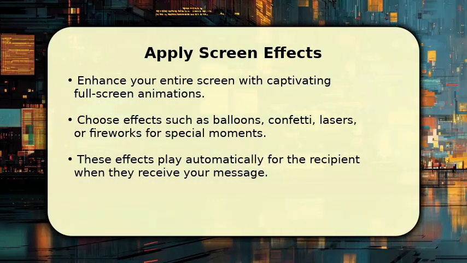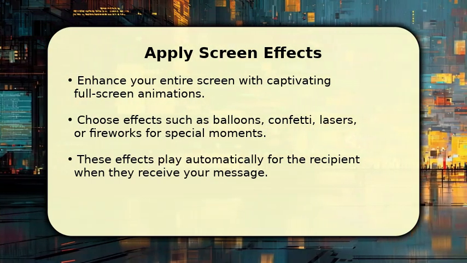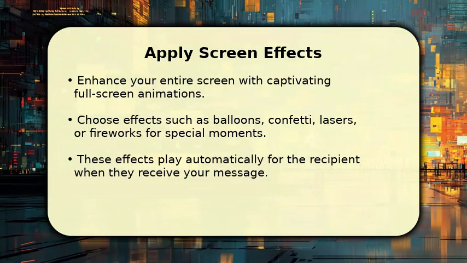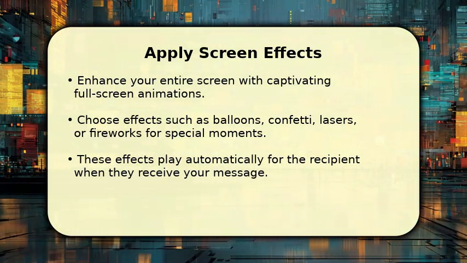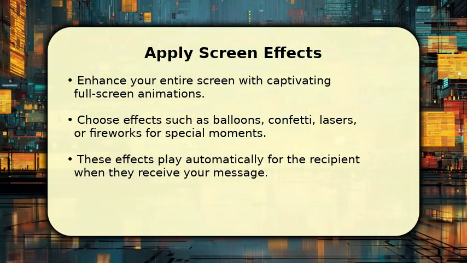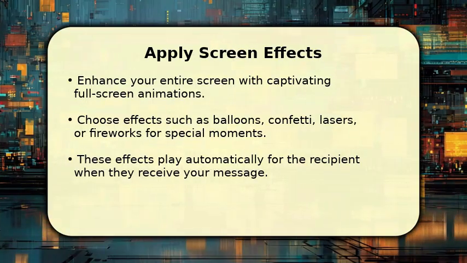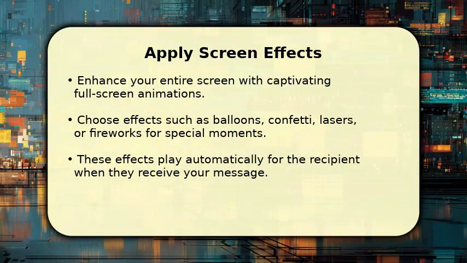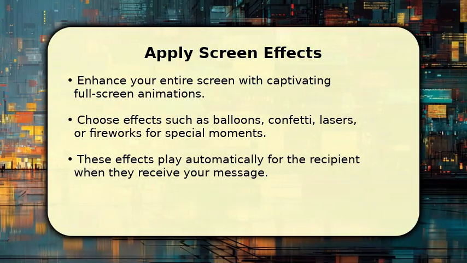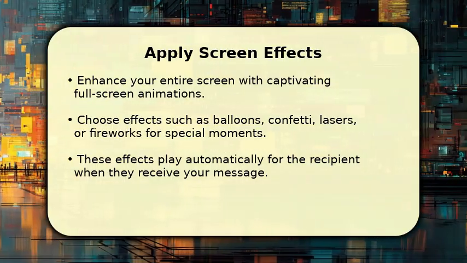Beyond bubble effects, you can also send messages with dynamic full-screen effects that animate across the recipient's entire display. After holding down the send arrow, tap on the screen tab at the top of the effects menu. Swipe left or right to preview different screen effects, including balloons, confetti, love, lasers, fireworks, or celebration. Select the perfect effect to accompany your message and then tap the send arrow. This creates a memorable and engaging visual surprise.